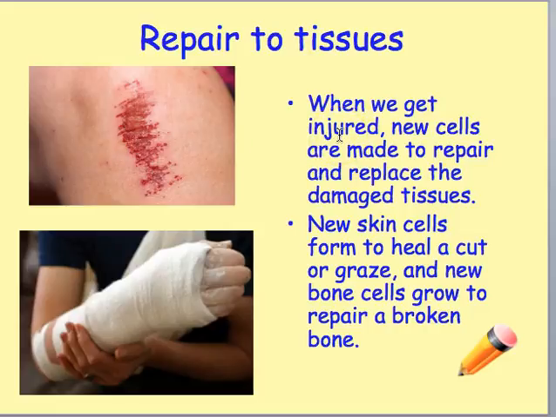I mentioned already as well that when we get injured, we need to make new cells to repair and replace any damaged tissues. The new skin cells heal over a cut or a graze, or say you've broken a bone, then you need to make new cells to repair that broken bone. So these are all reasons why cells make copies of themselves. It's needed for repair of damaged tissues, damaged bones, it's needed for growth, and you should have in your notes the importance of cell division, giving these examples.